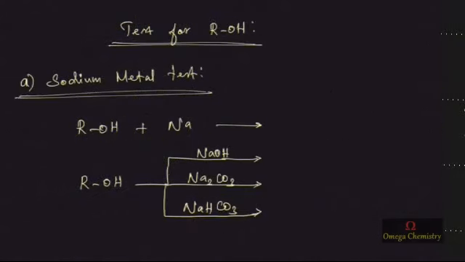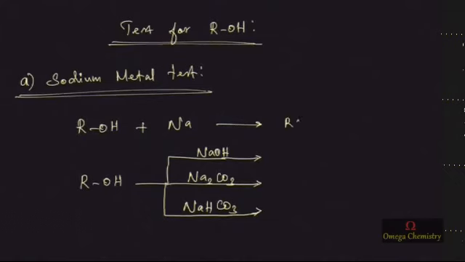So under tests for alcohol, the first test is the sodium metal test. When sodium metal is added to an aliphatic alcohol, hydrogen gas will be evolved. So we will get RONa plus half H2. This hydrogen gas can be confirmed by a burning splint with a pop sound, and the evolution of hydrogen when added to a reactive metal is the proof for the alcohol to have acidic nature.